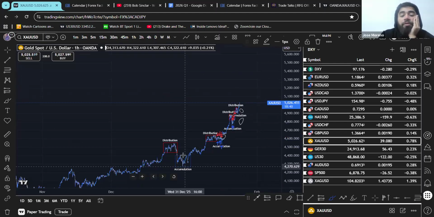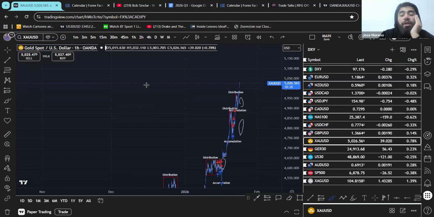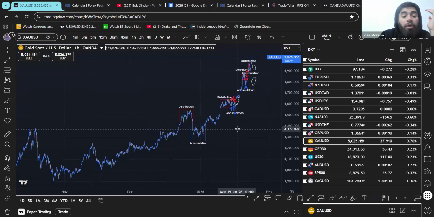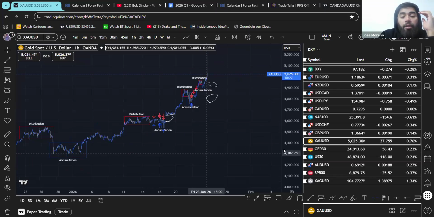Again, we have the previous reaccumulation down here. And I know that sounds crazy, because obviously gold is crazy bullish and all this stuff. But who says we can't come back to 4,300? Why not?